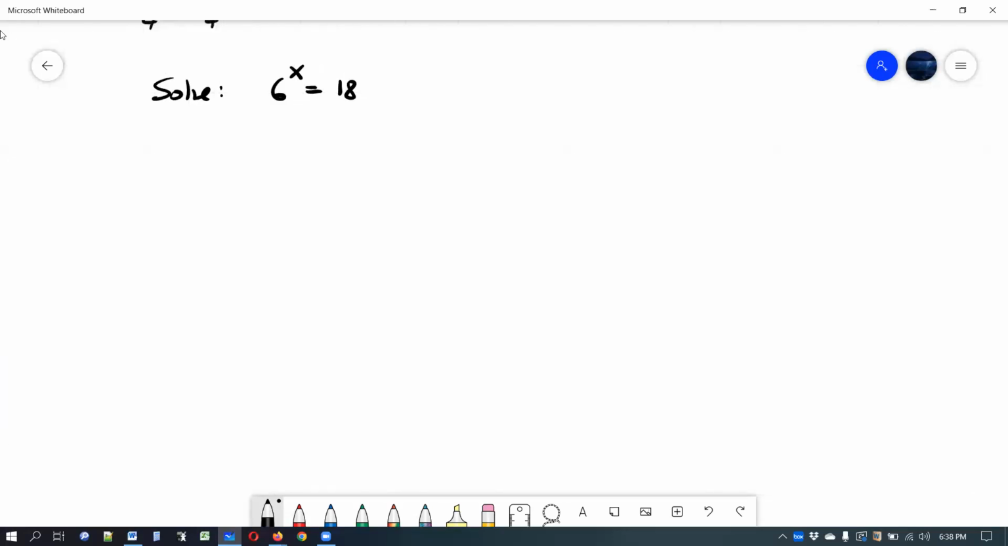And there's no way that I can turn the number 18 into something that has a base of 6. And you can even try. 6 to the 1 is 6. 6 squared is already 36. So there's no way that I can get 18. Okay, so what do we do?